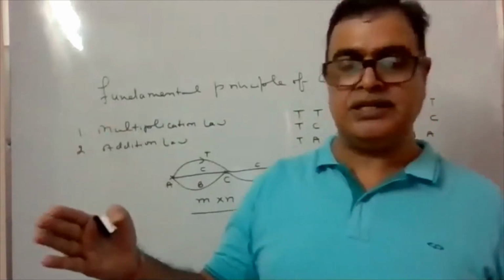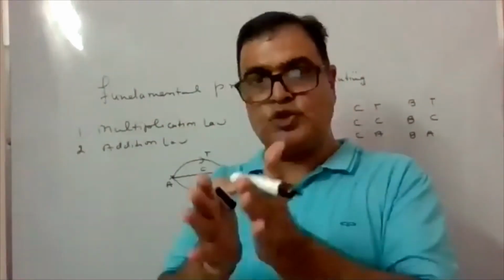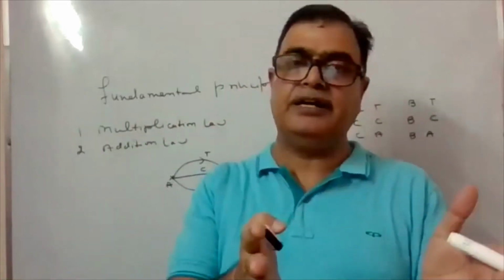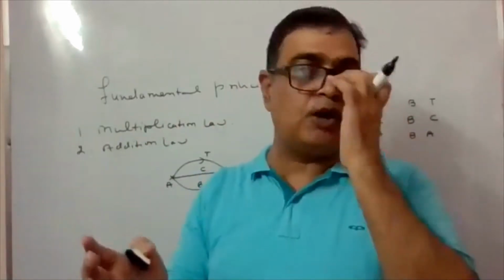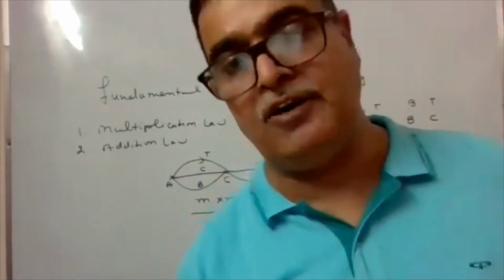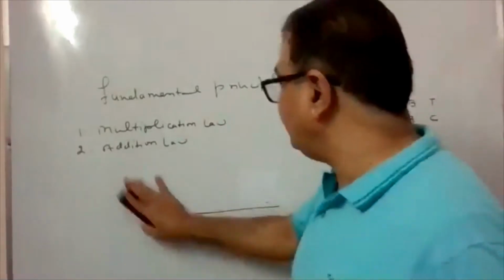One complete job actually has 2 parts of it. First part I can do by m ways, second part I can complete it by n ways, then the total job we can complete in m into n ways. So this is the product rule we have. Example, I can take more now.